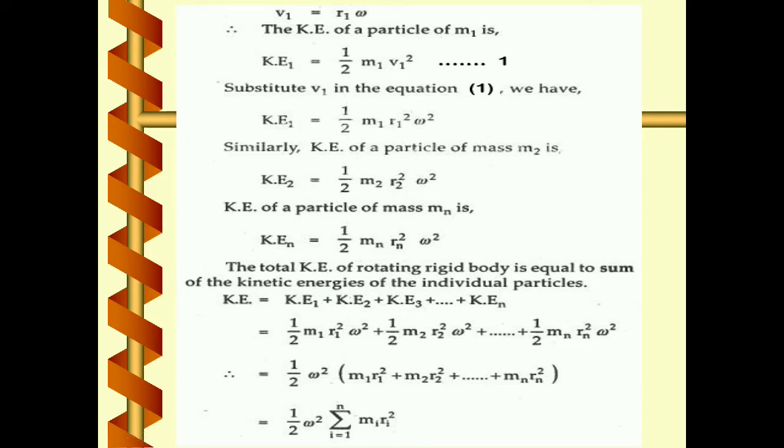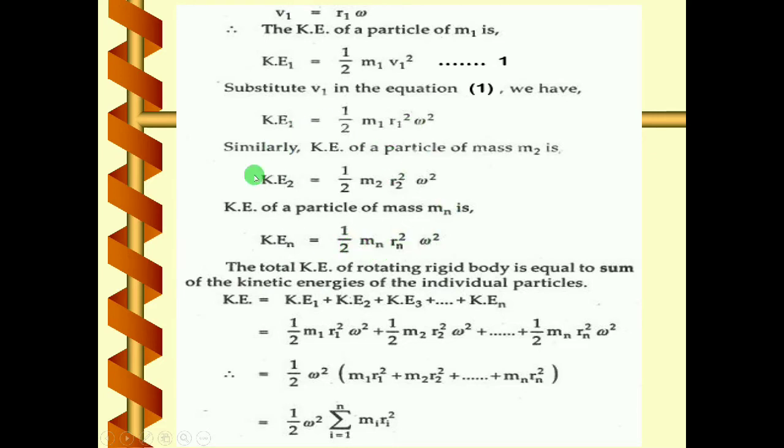Similarly, seeing this expression, you can write the kinetic energy of all the particles. Suppose we are writing the kinetic energy of the particle having mass m2, we can write it as kinetic energy suffix 2, which is equal to 1 by 2 m2 r2 square omega square. Similarly, for the last particle, that is the nth particle, suppose the mass is mn, the kinetic energy suffix n is equal to 1 by 2 mn rn square omega square.